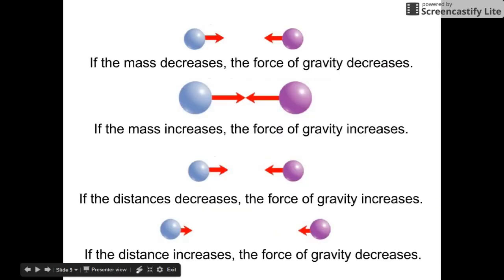So if you have more mass, then there's more gravitational pull. Less mass, less gravitational pull. Now, if you put the objects closer together, they have more gravitational pull. And if you pull them apart, you have less gravitational pull. So closer together is more, further apart is less.